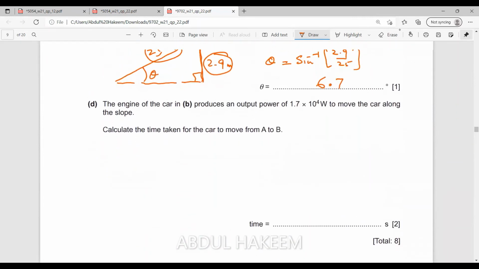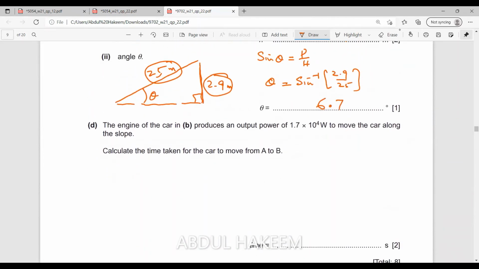Now the next part is the last part. The engine of the car in B produces output power of 1.7 × 10^4 to move the car along the slope. Calculate the time taken. Look, the power formula is total work divided by total time. Now the total work is equal to total energy gained. So one energy is gained in the form of potential energy, and the second, the work done against friction, divided by t.